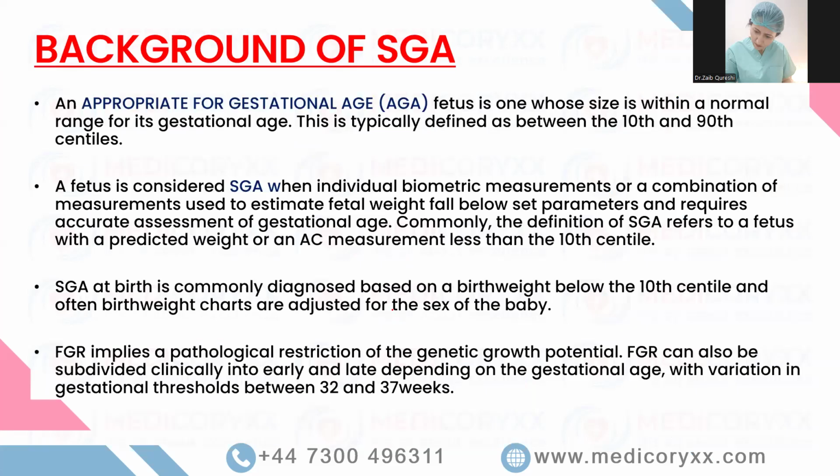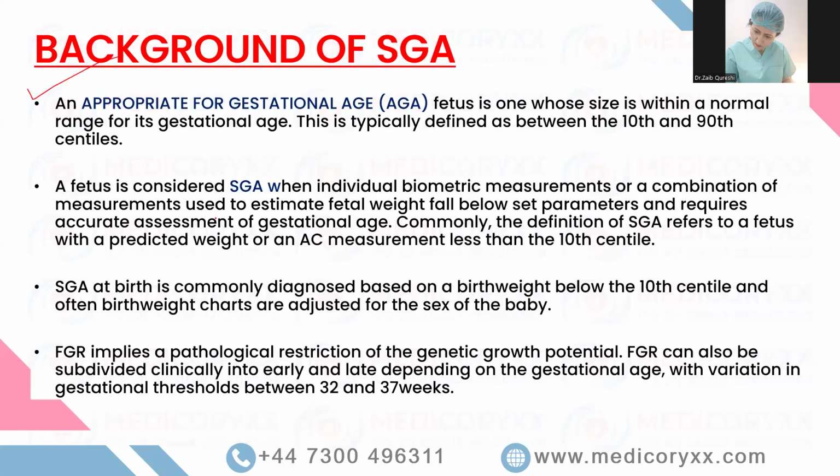Okay. So now let's talk about SGA first, small for gestational age, right? Appropriate, we have just read. An appropriate baby is going to be the one whose size is within a normal range for its gestational age. This is typically defined as between the 10th and the 90th centiles. I will show you the growth chart in a minute.